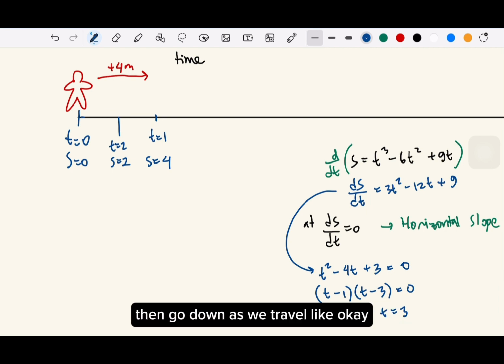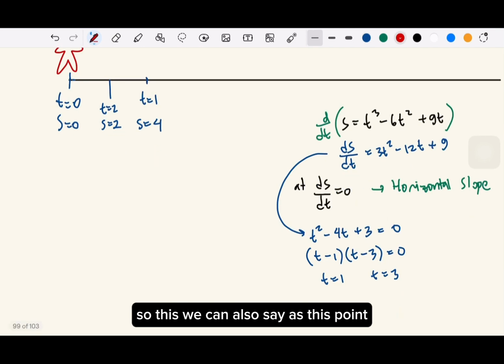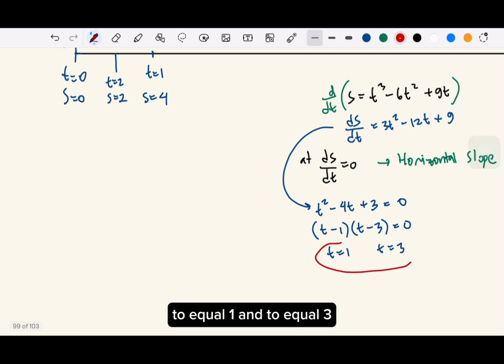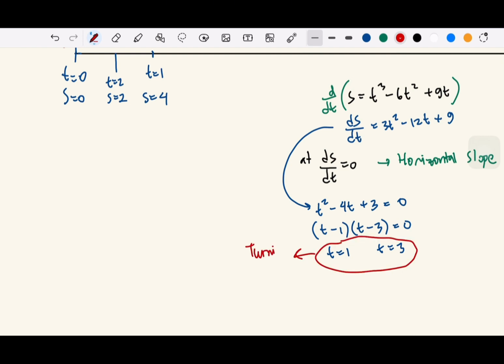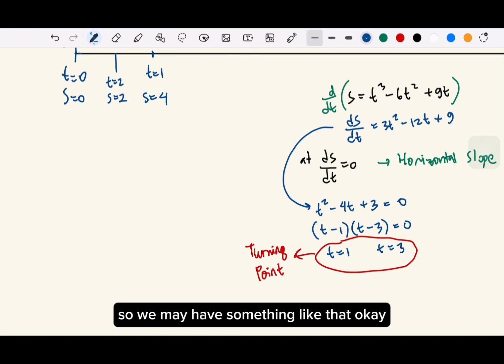which means it goes up and then goes down as we travel, and then we turn up. So we can also say at this point, t equals 1 and t equals 3, we call this a turning point. So we may have something like that.